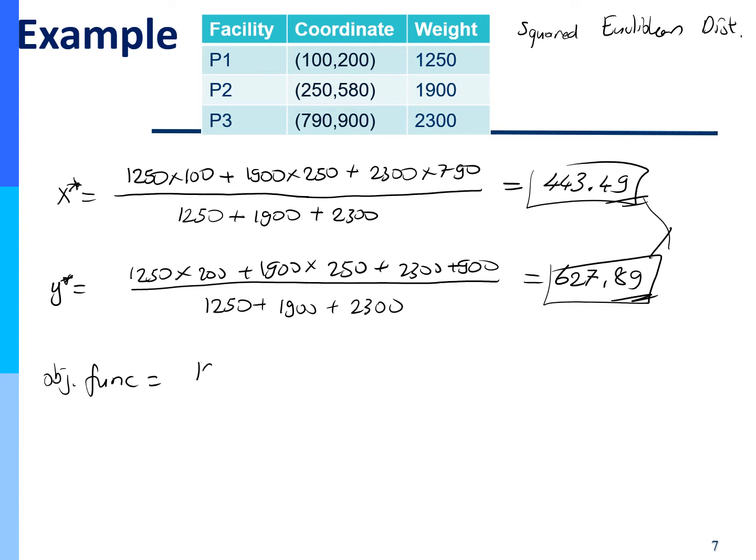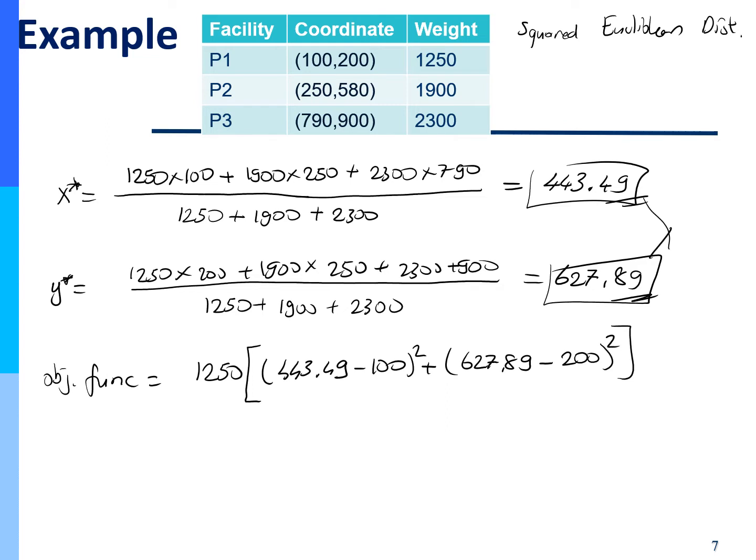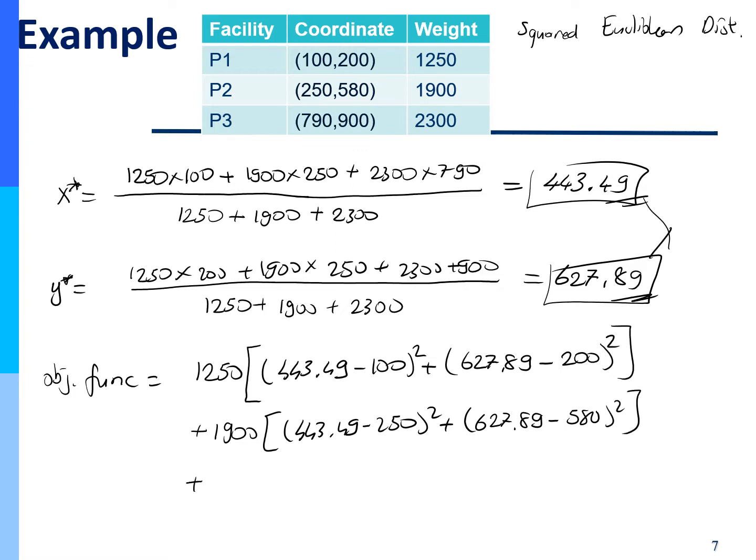So for the first facility, the weight is this much, multiplied by x of the new facility minus the x coordinate squared plus y coordinate of the new facility minus y coordinate of the first existing facility squared, plus, for the second one it will be 1900 multiplied by x coordinate of the new facility minus the x coordinate of the existing facility, then y coordinate of the new facility minus y coordinate of the existing facility, and for the last one it is 2300 and this thing. Okay, so this will be your optimal objective function value.